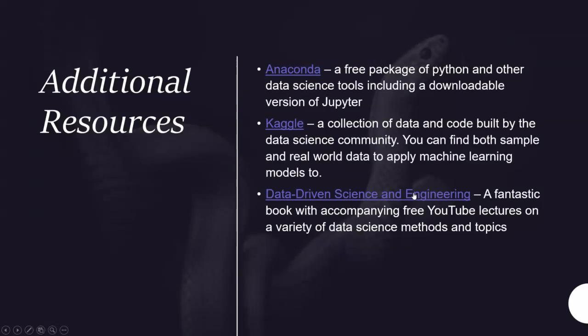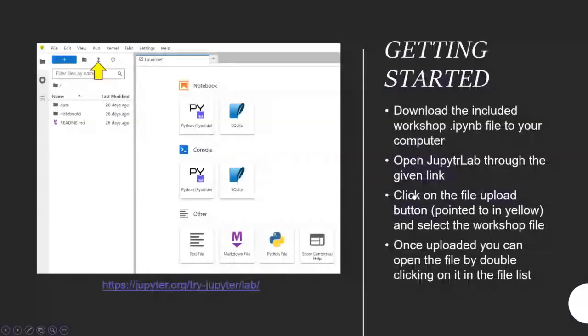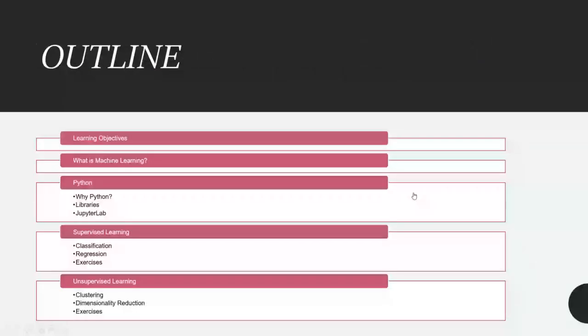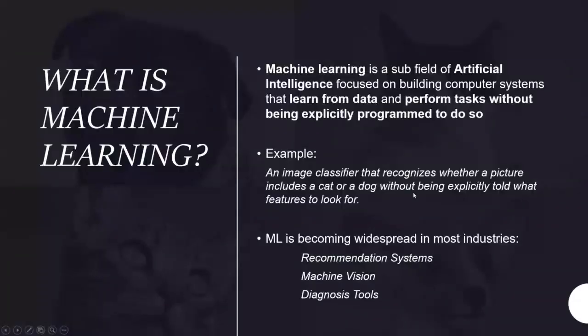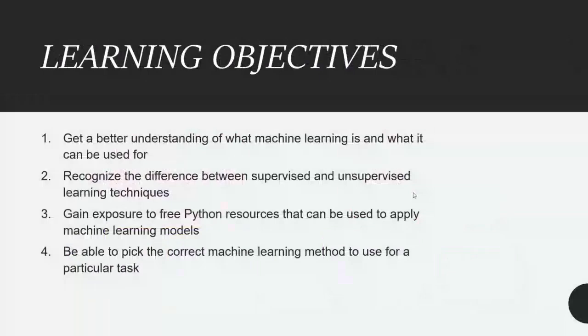But I hope you could at least get some of these learning objectives that we talked about. And I hope you have a better understanding of what machine learning is, what it can be used for. I hope you know the difference between unsupervised and supervised learning a little better. You got exposed to some resources available for you for free that you can use to start applying these models and learn more about them. And hopefully, if you look at those scenarios at the end of the presentation, you can pick the right machine learning method that you would have to use for those tasks.